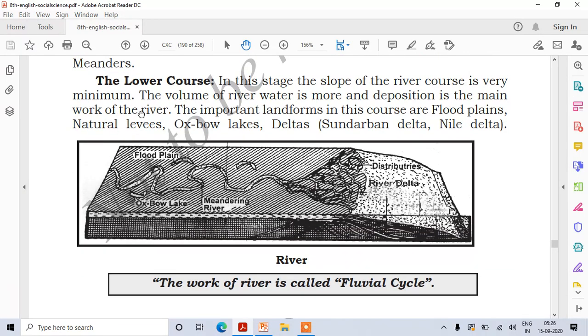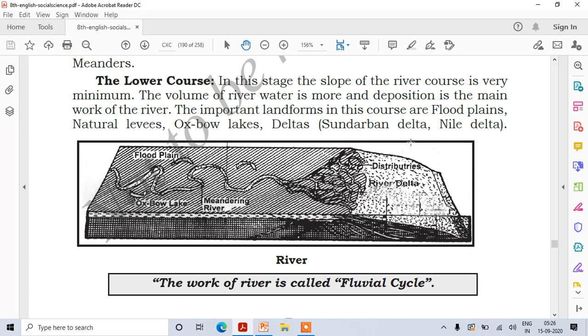Okay, and now we'll read about the lower course where deposition will take place. In this stage, the slope of the river course is very minimum. The volume of river water is more and deposition is the main work of the river. Over there, what is the main work of the river? In the lower course, deposition. The important landforms in this course are floodplains, natural levees, oxbow lakes, deltas.